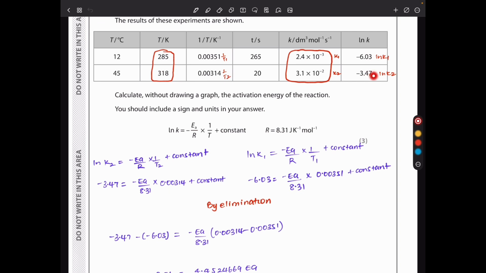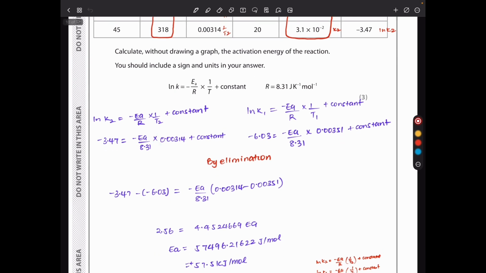So the natural log of k2 equals negative Ea over R times 1 over T2, which we use here, plus the constant. That creates the first equation, which is that, or after substituting, it's going to be this one. Then I go to another instance: natural log of k1 equals negative Ea over R times 1 over T1 plus the constant. In this case, I'm substituting the values in the first part. So this is negative 6.03 equals negative Ea over R, which we already have here, times 0.00351, plus the constant.